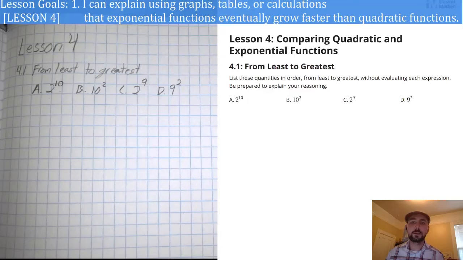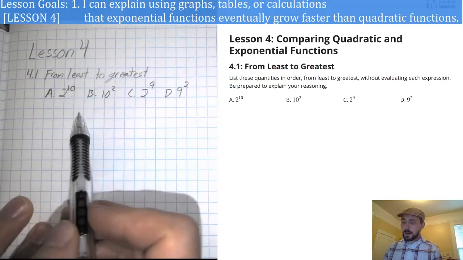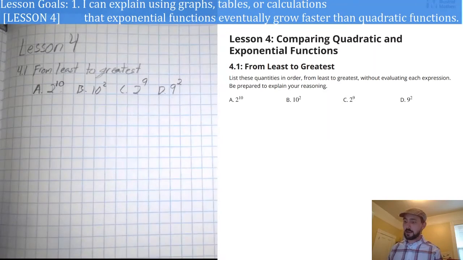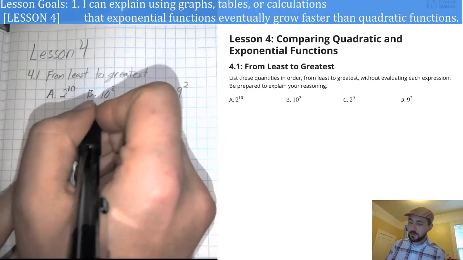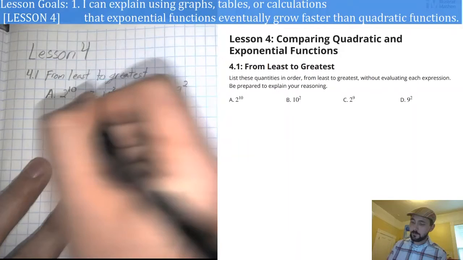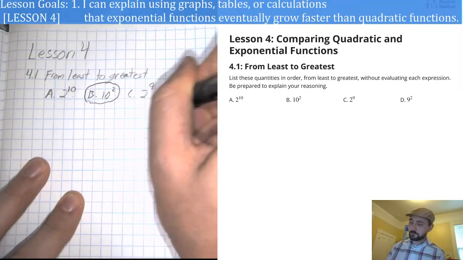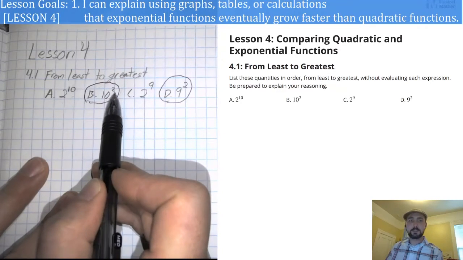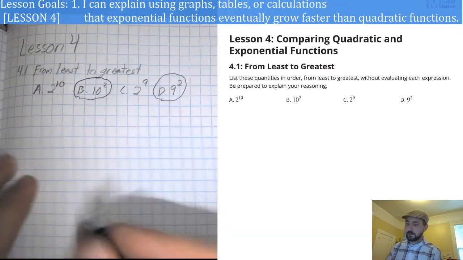Okay, welcome back. So when I look at these, what I notice when I'm trying to figure out how big these numbers are is that there are 2 groups that stand out to me. The first group is this number and this number. Both of these numbers are something to the 2nd power, 10 to the 2nd and 9 to the 2nd. So let's think about those 2 numbers.